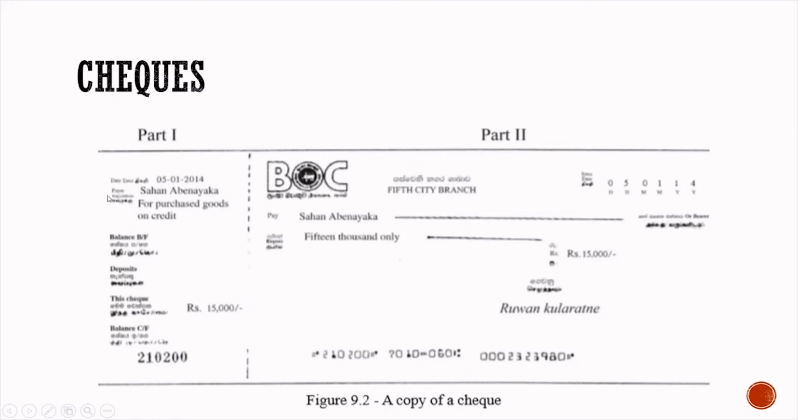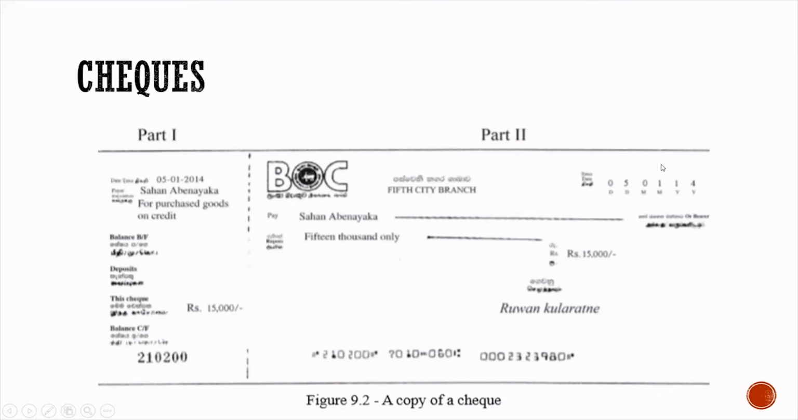We write the date and the reason we paid the particular person, and the amount of the check. And if we have the balances or deposits or any other things we have to keep as a reminder, we can keep it here at part 1. And part 2 is the one that is given to the person to whom we pay, right?